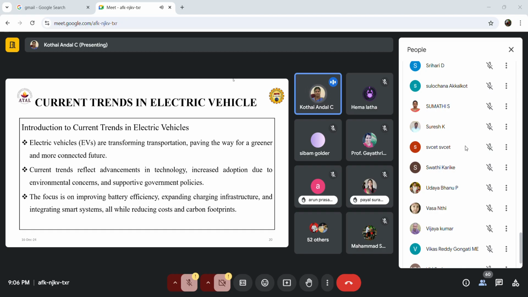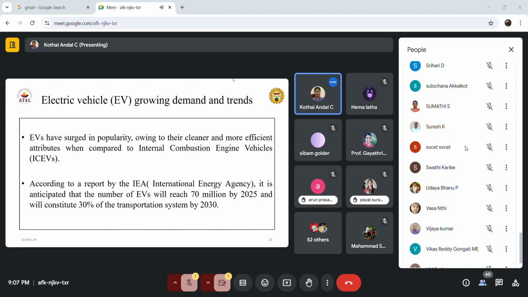When we go to the current trends, the current trends are focusing on improving battery technology and efficiency, as well as expanding the charging infrastructure, as well as how we are integrating, because with the electric vehicles we are using, the power demand is increasing. So how to meet this increasing power demand? So how to integrate this with renewable energy sources? By that, we can reduce the cost and the carbon footprint. These are the major current areas that research and advanced technologies are moving towards.